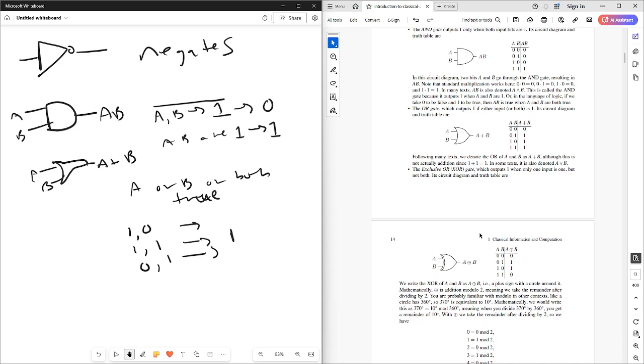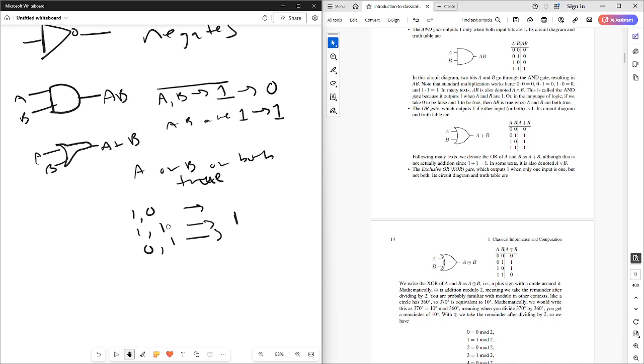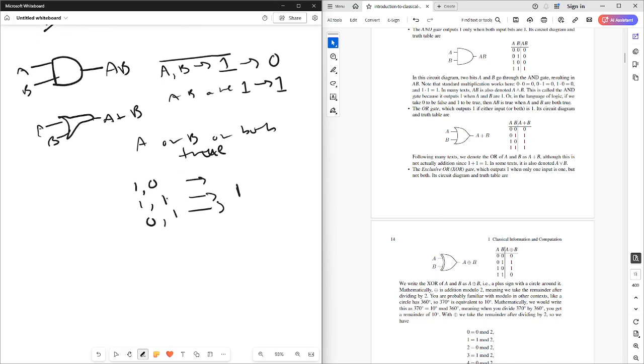Okay, moving on, we have the XOR. Again, I apologize, I am not an artist. I am barely a functional human being.